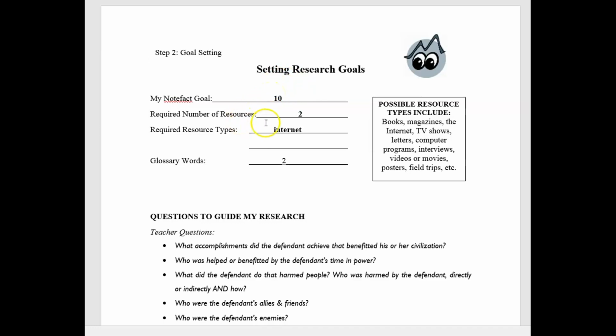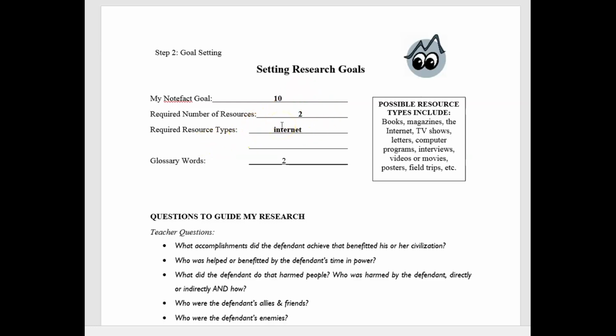Okay, you're going to be looking for 2 internet sites. Okay, you can do more. There's room in your packet to do more than 2 if you want more information. And more information is always better. But we have deadlines and we don't want to go past those deadlines. Okay, and so if you have 2, we're going to move on. Okay, and then they're going to be internet.